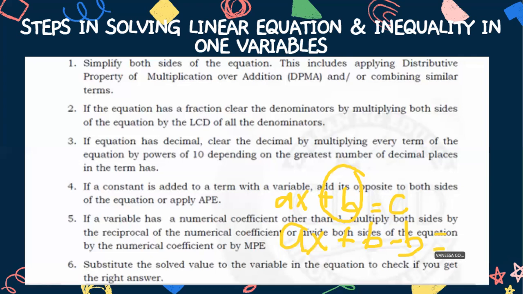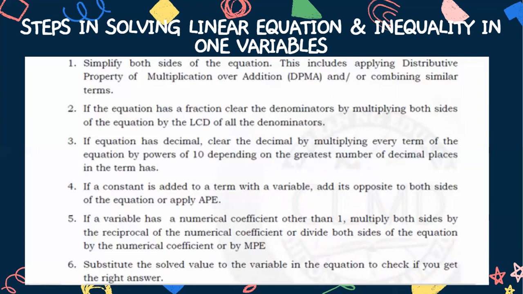Ganon din dito. I-add mo din siya. Magiging c minus b. So, matatanggal na yan. Mari-remove na yan kasi ang sagot yan is 0 na. Magiging ax is equals to c minus b na lang. Alright? So, that is the step number 4. Or simply, pwede rin natin gawin itong step na to. Mas madali.